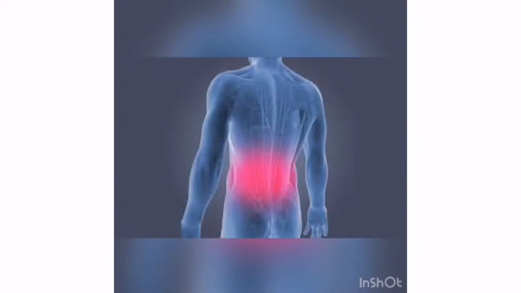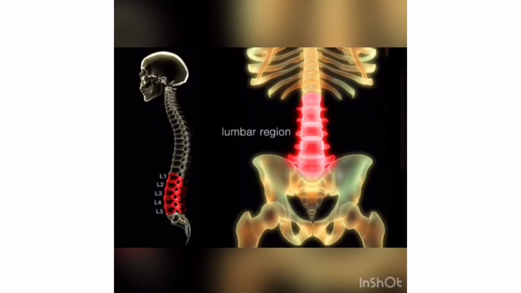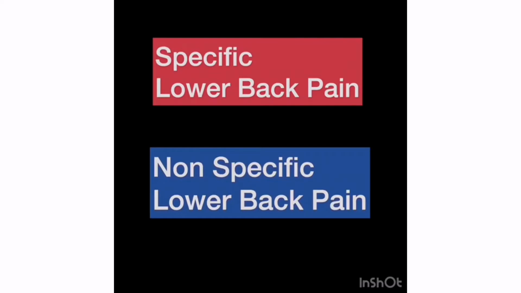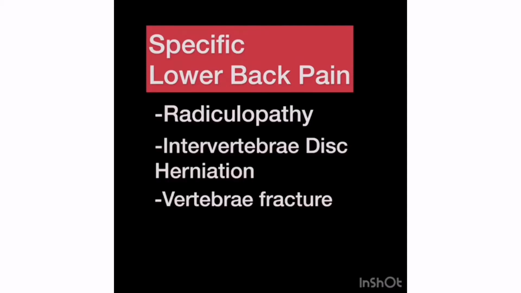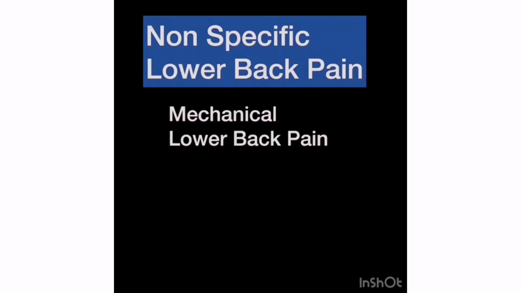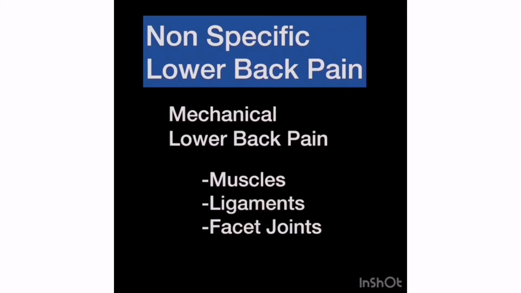The usual affected area of lower back pain is what we call the lumbar region of the spine. Lower back pain can be divided into two categories, which are specific lower back pain and non-specific lower back pain. Specific lower back pains are the ones that happen with pathology such as nerve pain, disc protrusion, spinal fracture or cauda equina, and etc. However, our main topic today is non-specific lower back pain, which is also known as mechanical lower back pain that generally affects muscles, ligaments, and facet joints.